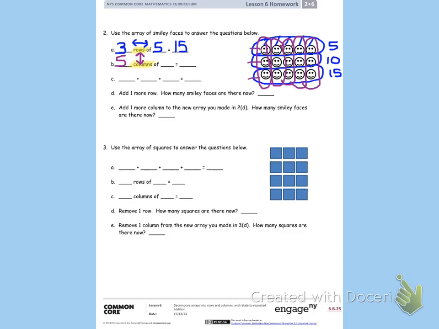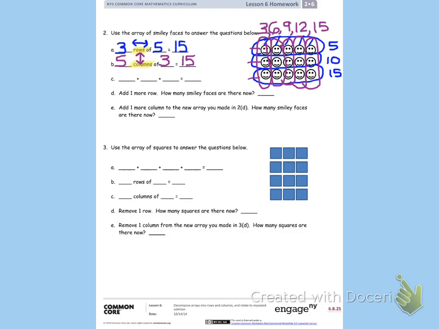1, 2, 3. There are 5 columns of 3 smiley faces. I can count by 3s in order to determine the total number of smiley faces. 3 and 3 more is 6, and 3 more is 9, and 3 more is 12, and 3 more is 15. That equals 15.